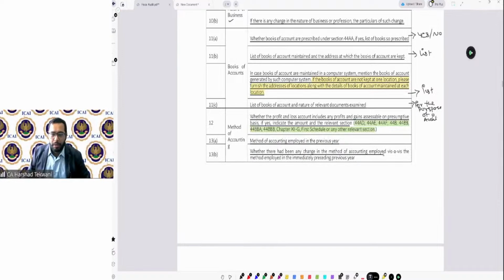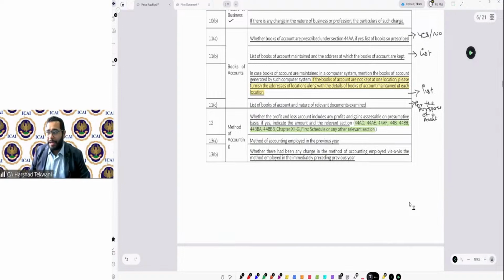Then the second is 13B, whether there has been any change in the method of accounting employed, compared to the method employed in the immediately preceding previous year. So is there any change between the method adopted last time and the method adopted in the current year? If there is a change, you need to provide the details over here. Now, the method of accounting employed in the previous year.